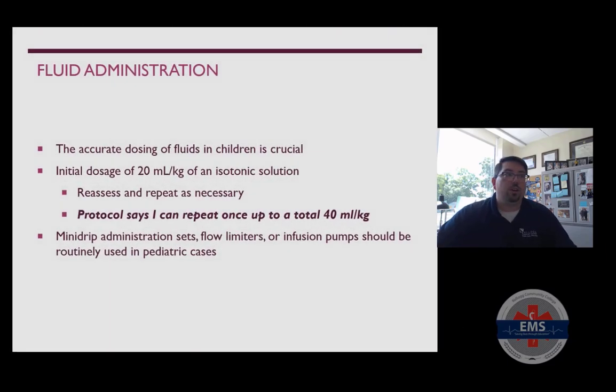For fluid administration, we know that the accurate dosing of fluid in children is crucial to their survivability. The initial dose of 20 mL per kilogram of an isotonic solution is always appropriate, and we can reassess them to see if we need to repeat it as necessary. State protocol will allow for you to do it up to a total of 40 milliliters per kilogram. So basically you can do 20 mL per kilogram full boluses.